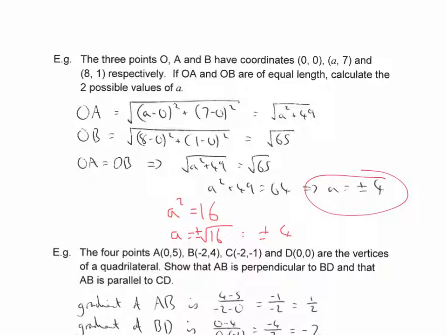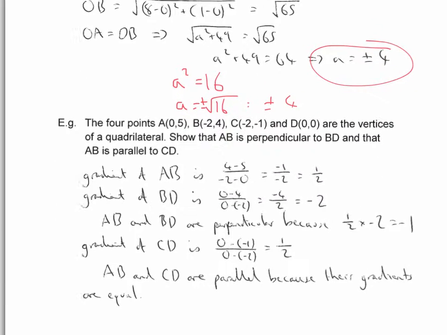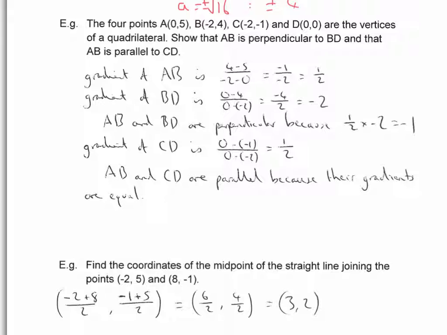Okay? So, next example down here, it says the 4 points A, B, C and D, we know all of them, are the vertices of a quadrilateral. Show that AB is perpendicular to BD and that AB is parallel to CD. So if we've got perpendicular sides, we've got options here. It could be a square or it could be a rectangle. So being asked about perpendicular, that is immediately making me think about the fact that the product of gradients is -1 or negative reciprocals.